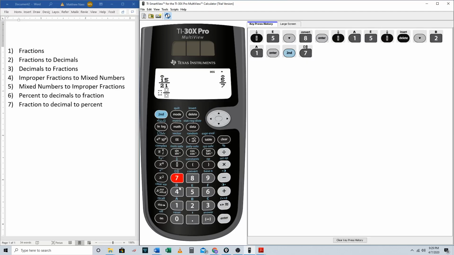So now we can do a mixed number. So I want to do, let's say, any mixed number, 2 and 2/5. There's our mixed number, 2 and 2/5. Now you may notice once I press enter, it converted it to an improper fraction for me. So that's what you're going to do for mixed numbers to improper fraction: you're going to type in the mixed number and then press enter. It'll automatically convert it to an improper fraction.